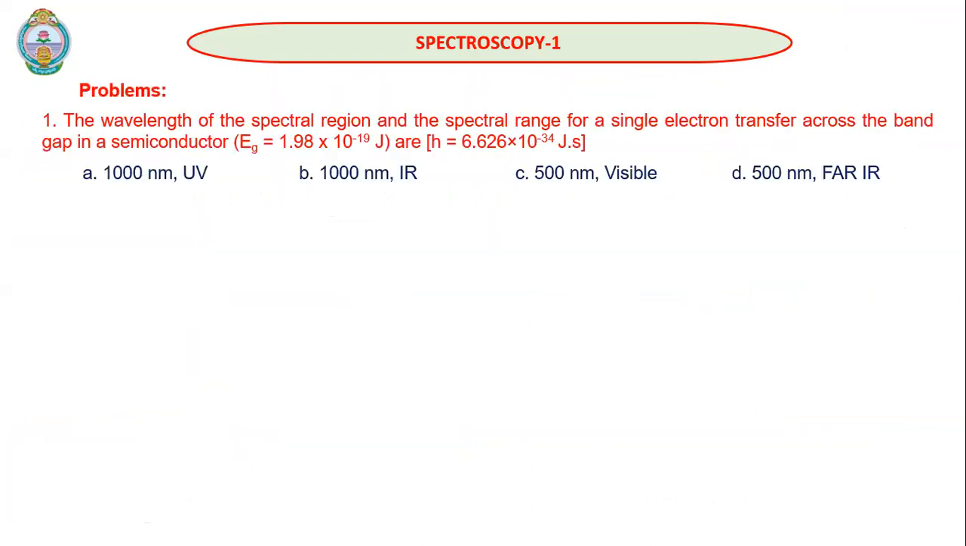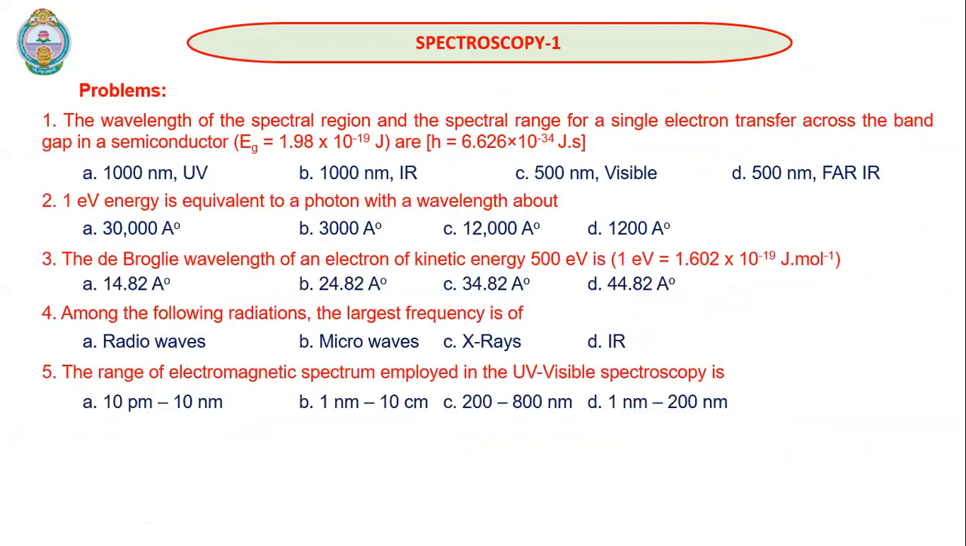Now we will see some problems here. First we will see the fourth problem. These problems were previously given in CSIR and GATE exams. Among the following radiations, which has the largest frequency? When we remember the complete electromagnetic spectrum, starting from lower energy to higher energy: radio waves, microwaves, IR, visible, UV, X-rays, gamma rays, cosmic rays, then we can easily predict which one has higher energy, higher frequency, or shorter wavelength.